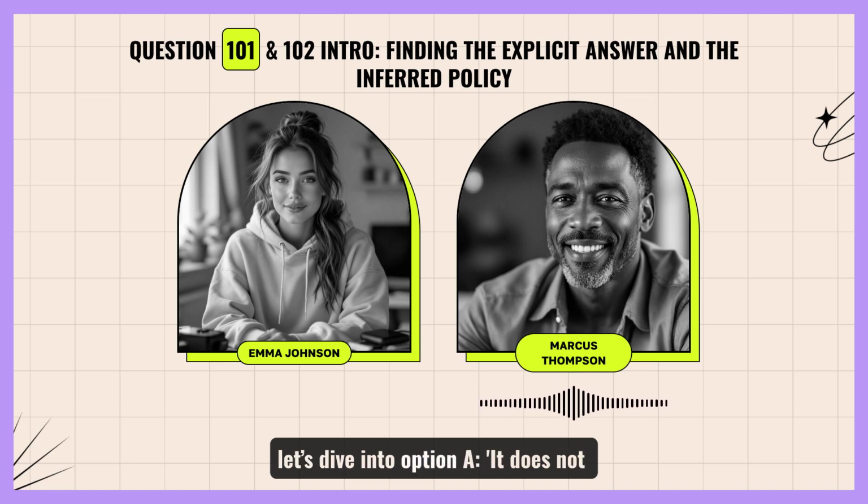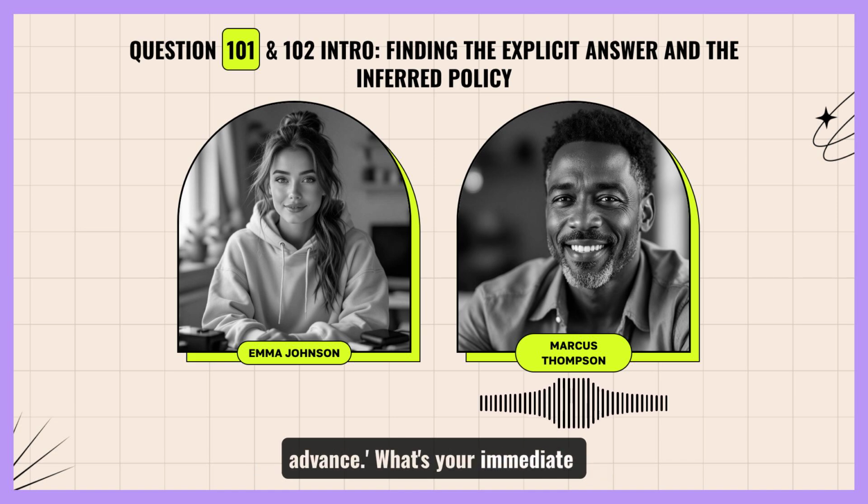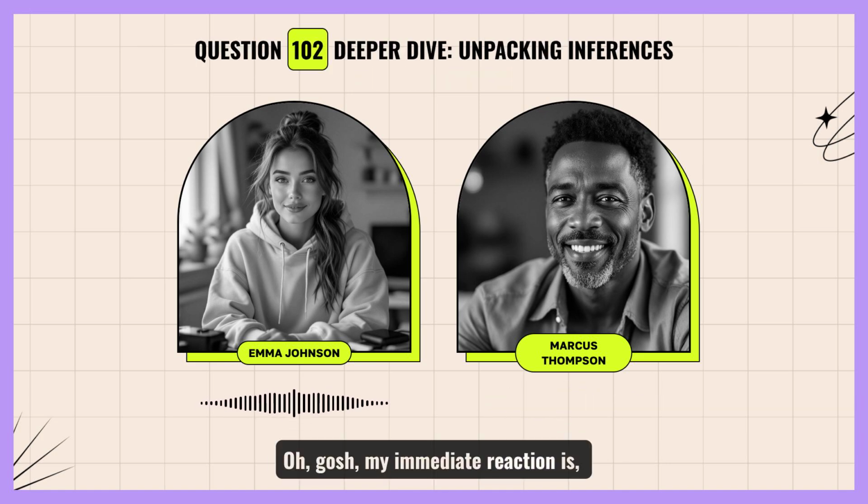So let's dive into option A. It does not allow students to contact the office in advance. What's your immediate reaction to that one, given what we just discussed about the email? Oh gosh, my immediate reaction is like, no way. That option A totally contradicts the email, doesn't it?